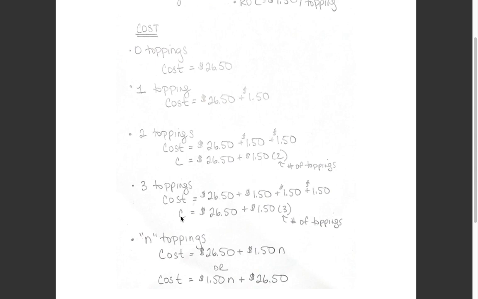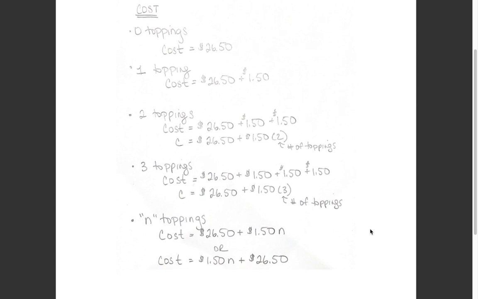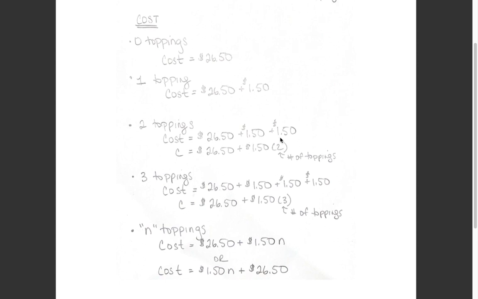I'm going to say the cost, C, is equal to $26.50 plus $1.50 times 3. Keeping in mind, again, that the 3 is the number of toppings. So this is fine if we have 1 or 2 or 3 toppings. Let's say I wanted to put on 10 toppings onto the pizza. Then it becomes a little bit more complicated, and I don't want to write out $1.50 10 times.